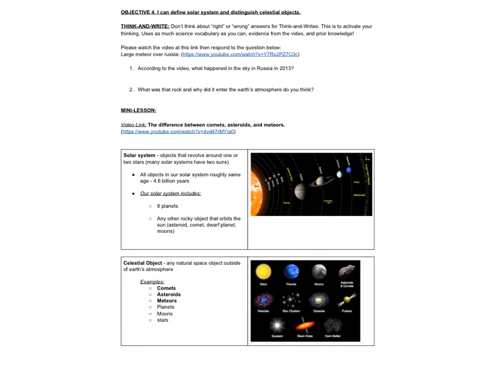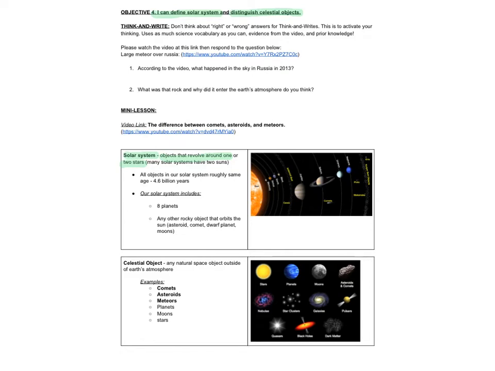All right, so our objective today: I can define solar system and distinguish celestial objects. So first we have solar system, and we talked about that before. It's just any object that revolves around 1 or 2 stars. In our case, we have 1 star, which is the sun. So any object that orbits around the sun is included in our solar system, whether that's a planet or an asteroid or a dwarf planet or a comet. Those things are all included as part of our solar system.